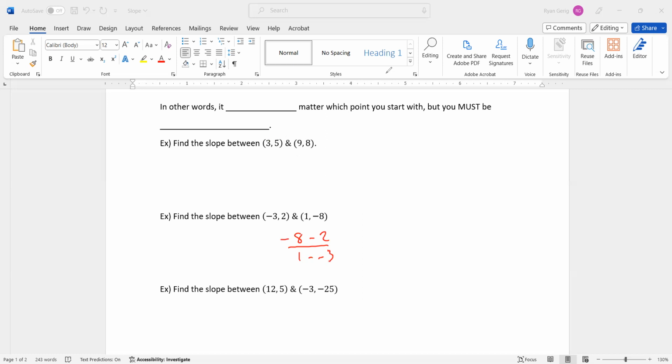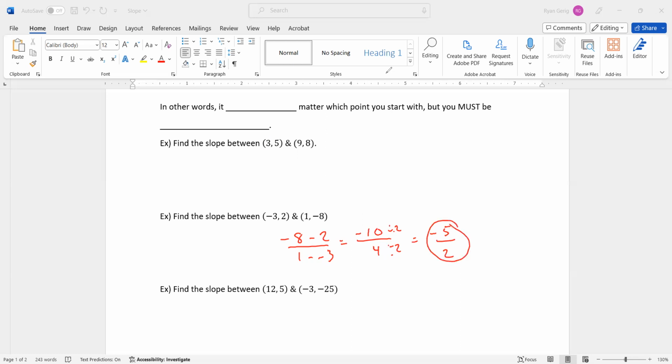I know that a minus and negative is a positive. I know that, but I'm not going to change anything yet. I'm going to write everything out and then start simplifying. That's a way that helps you not make mistakes. Okay, so don't simplify too soon. That's where mistakes happen. -8 minus 2 is -10. 1 minus -3 is 1 plus 3, so 4. Reduce, always reduce. I can take 2 out of both of these. So my slope is -5 over 2.